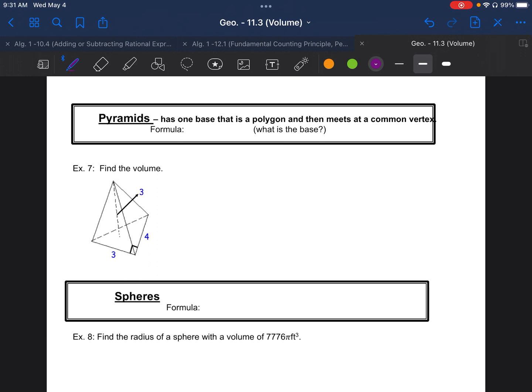So a pyramid has one base that's a polygon, and then the other sides all meet at a common vertex in their triangles. So the formula for volume of a pyramid, reminder from earlier this lesson, is the area of the base times the height over 3. It's very similar actually to the volume of a cone, where we did pi r squared h over 3, because pi r squared was the area of the base as well. So we have to just know which one the base is. We have to figure that out. So in this case, the base is going to be this triangle here on the bottom.